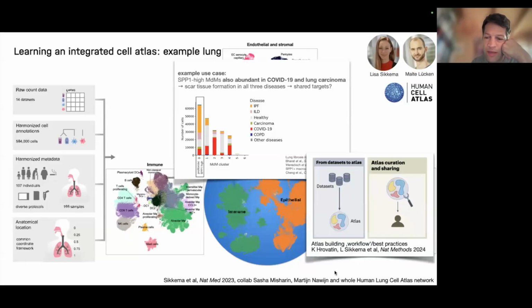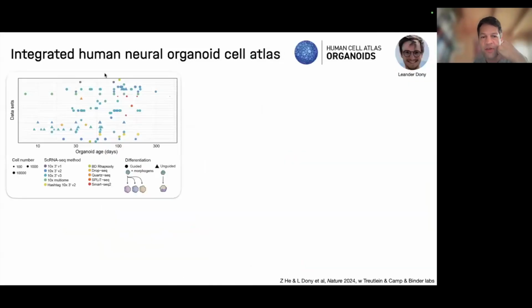And let me show you one more. Oh yeah, we have a best practice on this, but let me show you one more atlas. And I want to use this as an example for perturbation modeling in a minute. Together with Barbara Treutlein and Greg Hamplab from ETH and Elizabeth Binder's lab, we've been building a human organoid atlas, particularly for neurons, for brain.